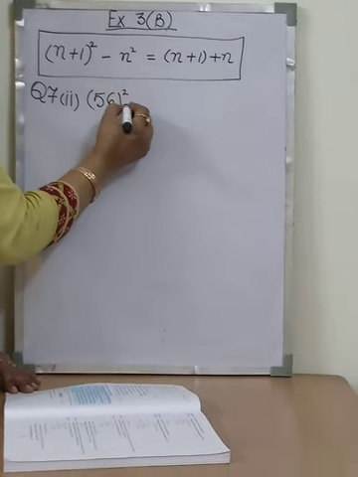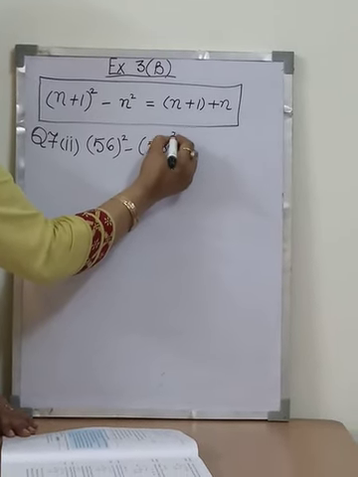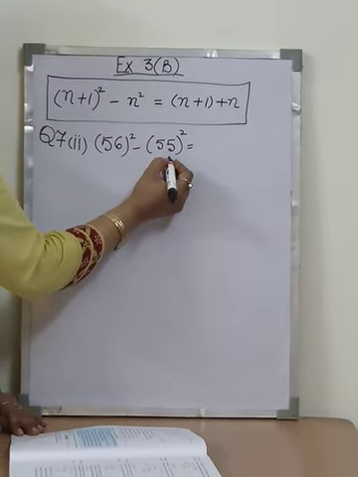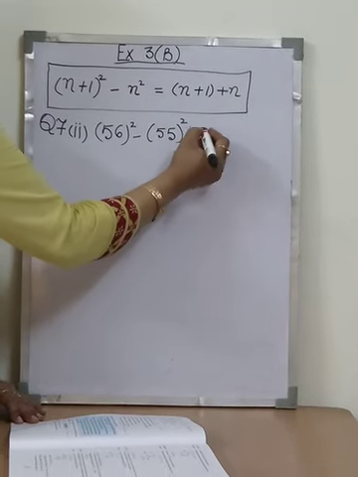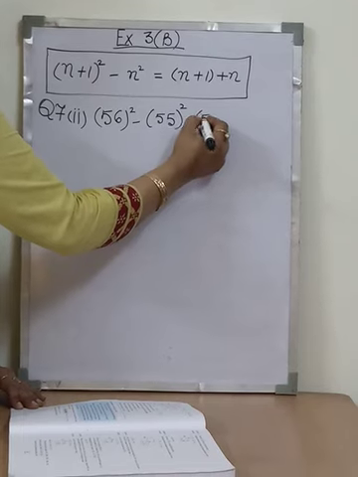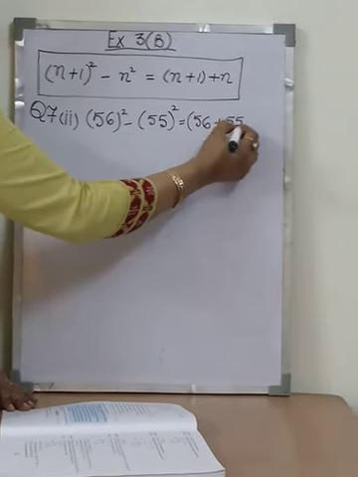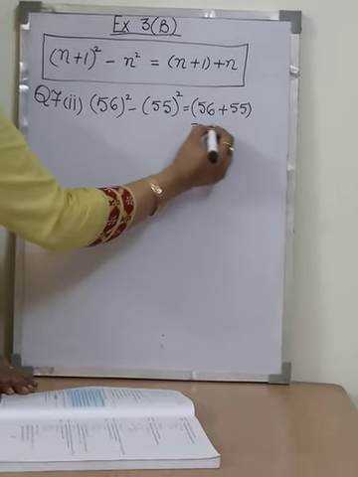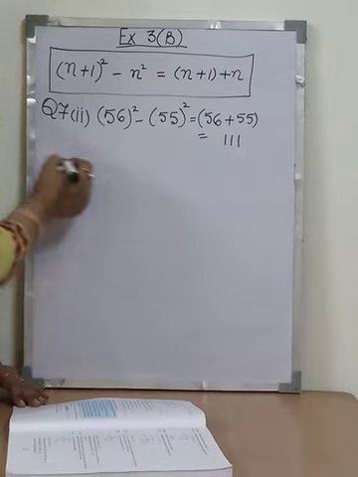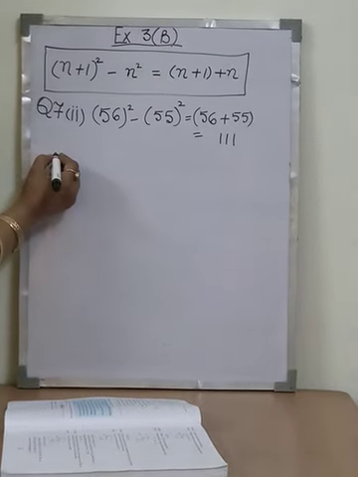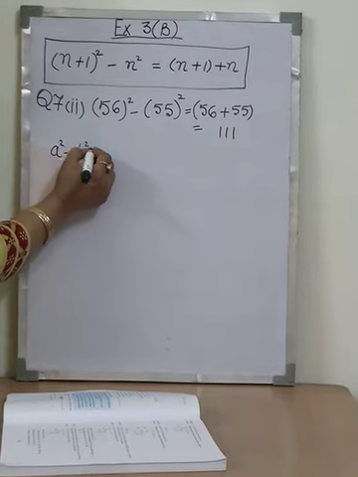56 square minus 55 square. 55 and 56 are consecutive numbers and we are finding the difference of their squares. So that will be equal to 56 plus 55. That becomes 111. Okay children.